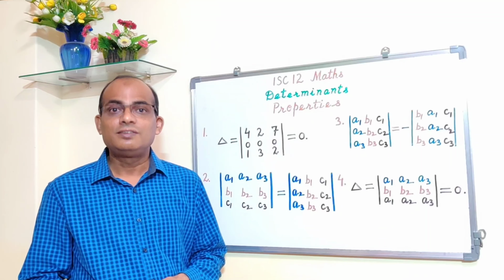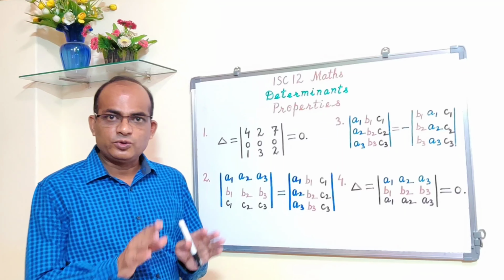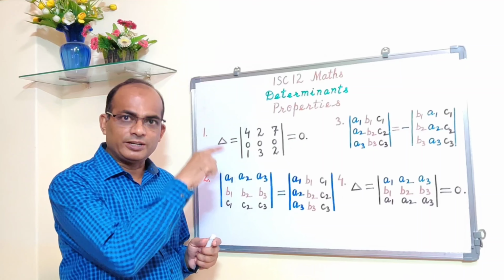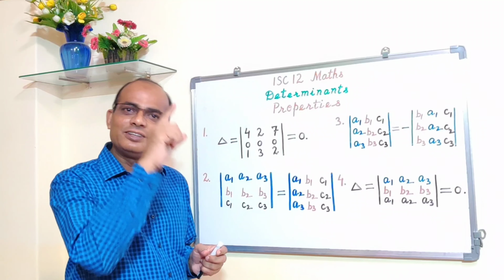Now, second property. And the property is, the value of a determinant remains unchanged if its rows and columns are interchanged. If its rows and columns are interchanged, that means the first row becomes the first column, the second row becomes the second column, the third row becomes the third column, like that.